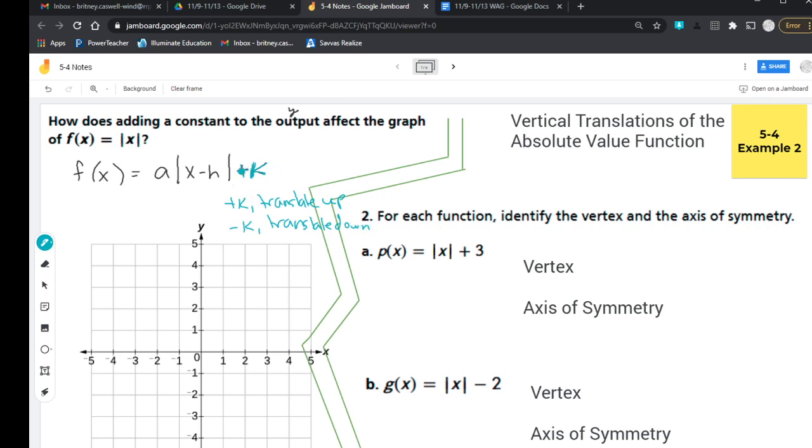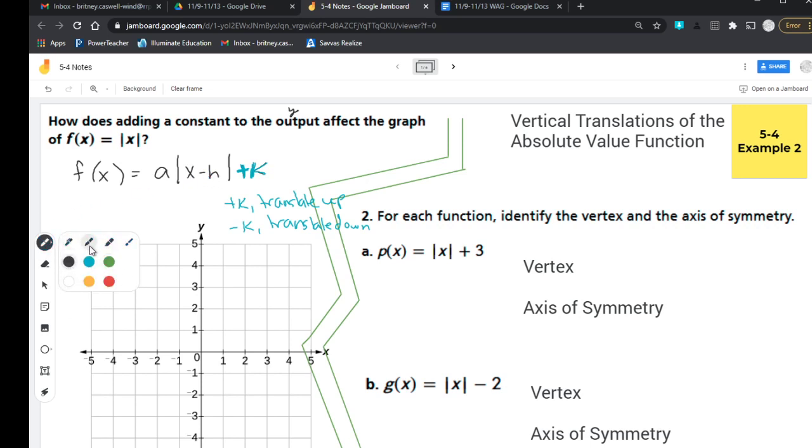Now it's important to recognize that this is outside of the grouping symbol, and that's why it's going up and down. We are going to be looking at adding and subtracting things from the input, which is inside the grouping symbol, and that's going to make us go left and right. So don't get mixed up with this k being outside and the h on the inside. Okay?